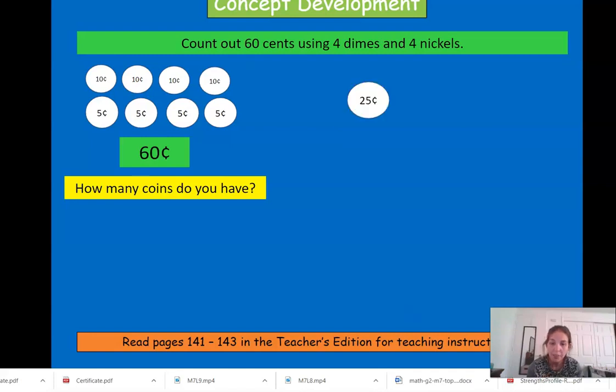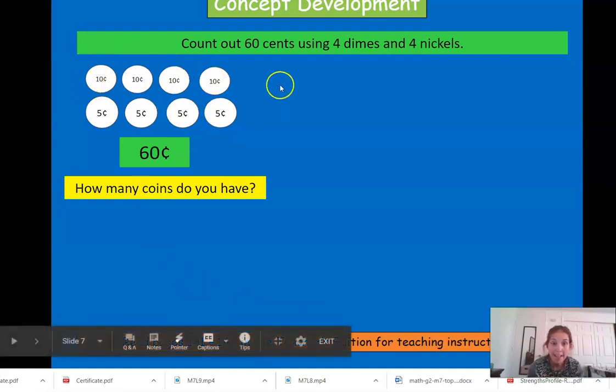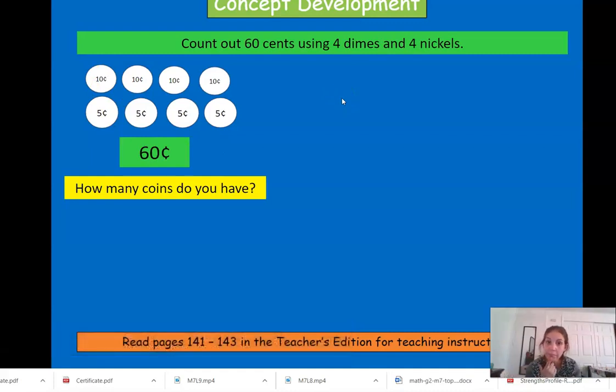I wonder if there is another way that we can show 60 with less coins. What do you think? Are there any coins here that we could combine together to make another coin? Well, I remember in just the last slide, I was talking about that you can do 2 dimes and a nickel to equal 25. So we could exchange 2 dimes and a nickel for 1 quarter. And then we could have a quarter here.